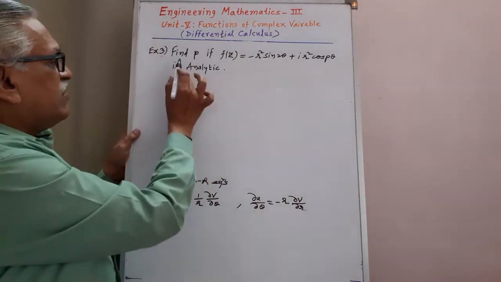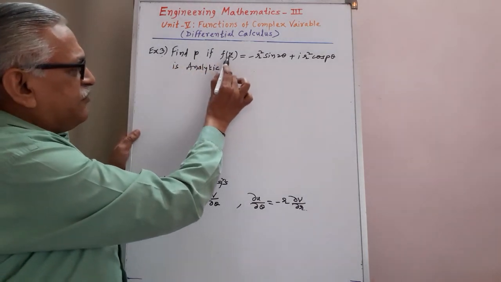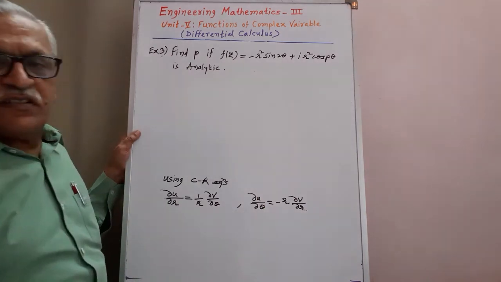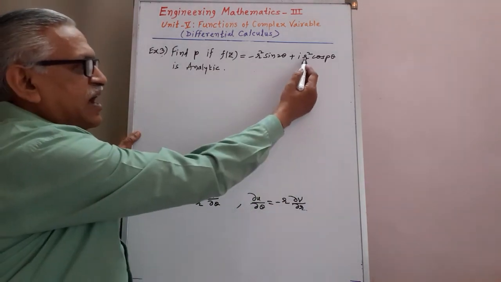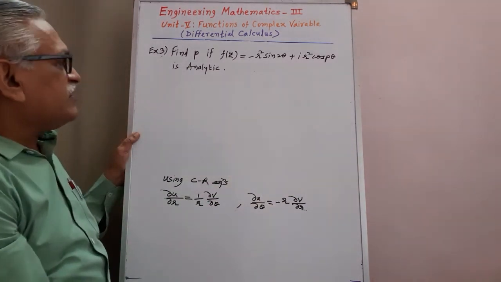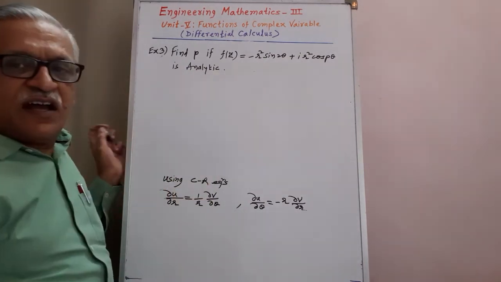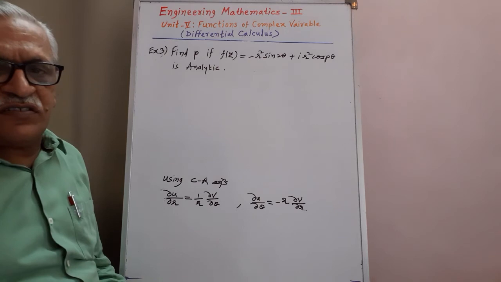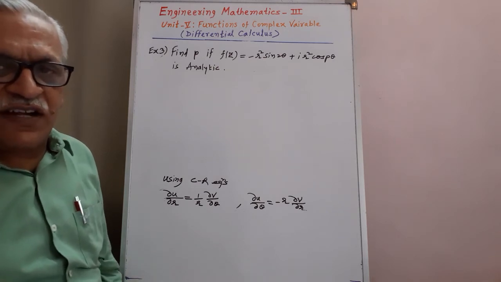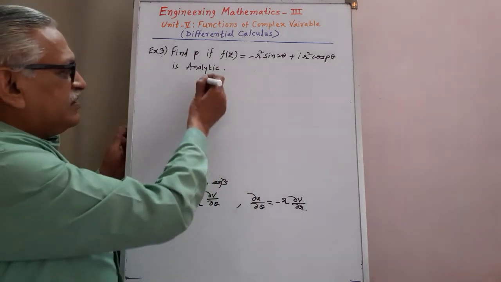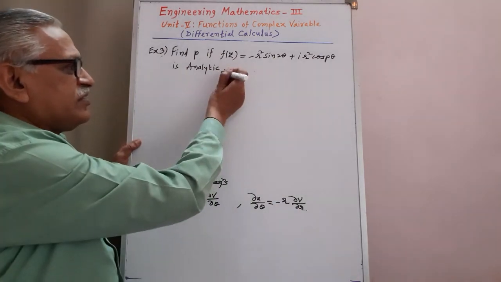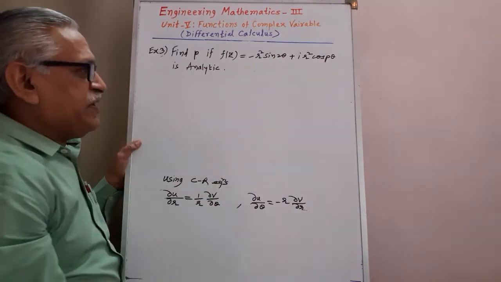Third example, find p if f of z is equals to minus r square sine 2 theta plus i times r square cos of p theta is analytic. Here some different type of example. Here we are not supposed to check whether the function is analytic or not. Here given function is analytic, and using that information try to find the value of p.